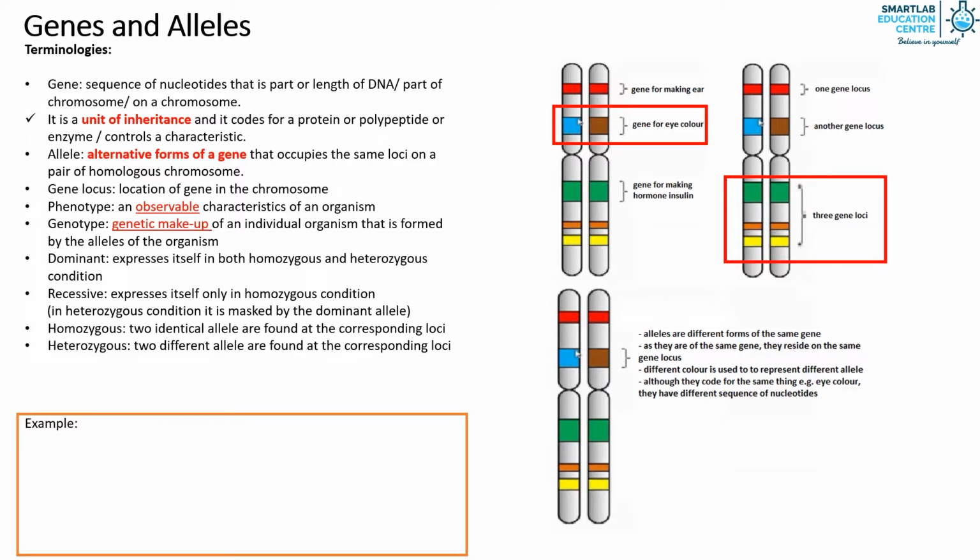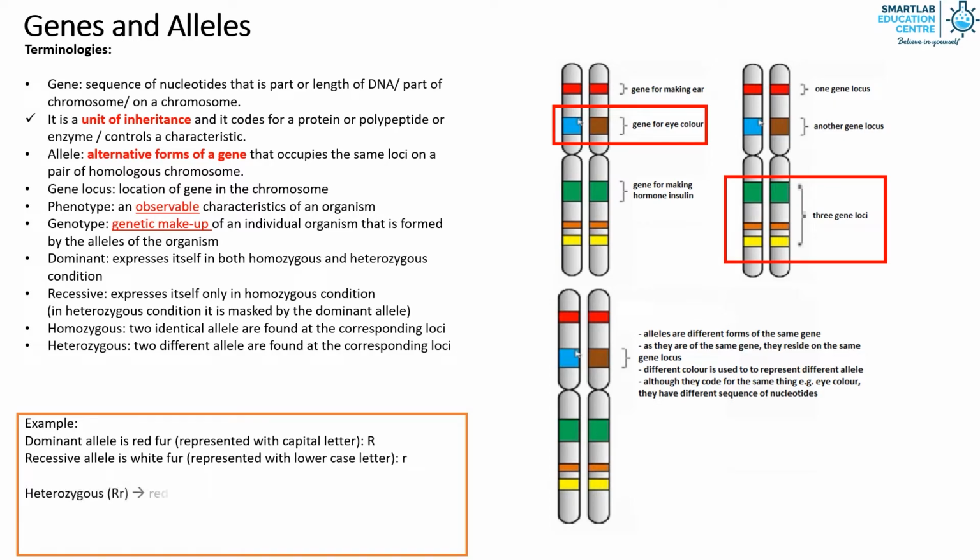Let the dominant allele for red fur be represented with capital letter R. Let the recessive allele for white fur be represented with lowercase letter r. In the heterozygous condition represented by capital R and lowercase r, the phenotype of this organism is red fur.